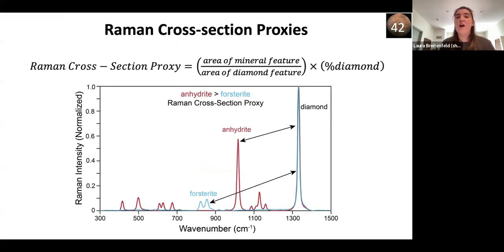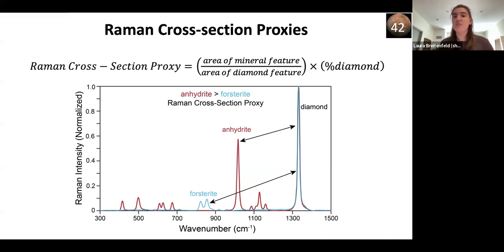Okay. So now we're going to go into the Raman cross-section proxies in a little bit more detail. So as I previously stated, this is a technique that we established in this paper. So we assigned the Raman cross-section proxy to be equivalent to the area of a diagnostic mineral feature using Raman spectroscopy compared to the area of the reference material, or in this case, the diamond feature, and then multiplied by the percentage of the reference material or the diamond powder.